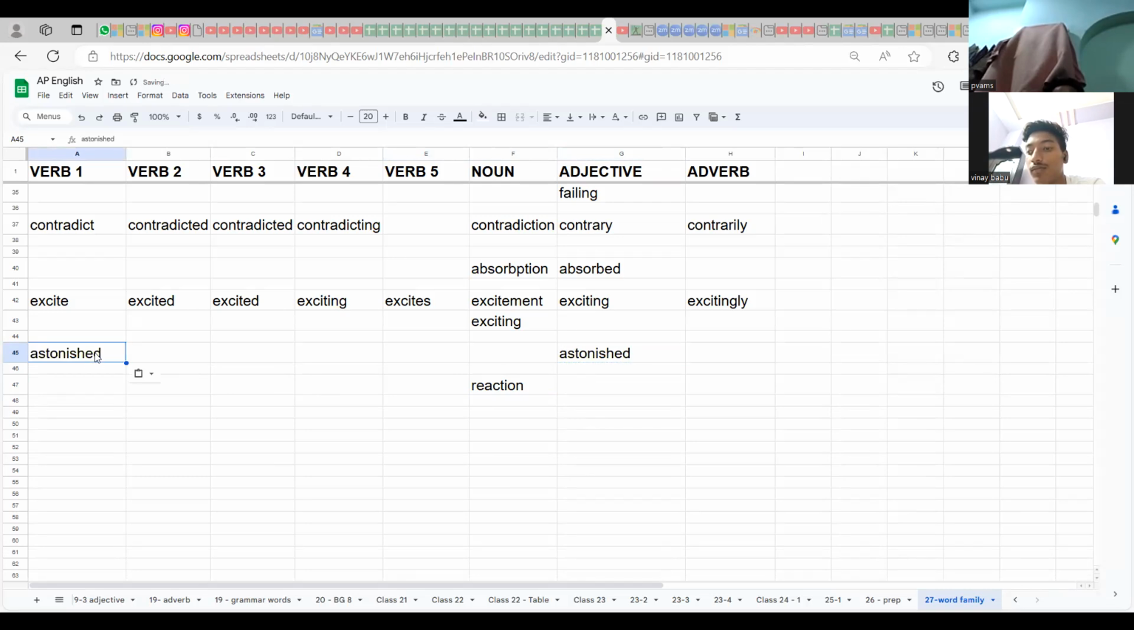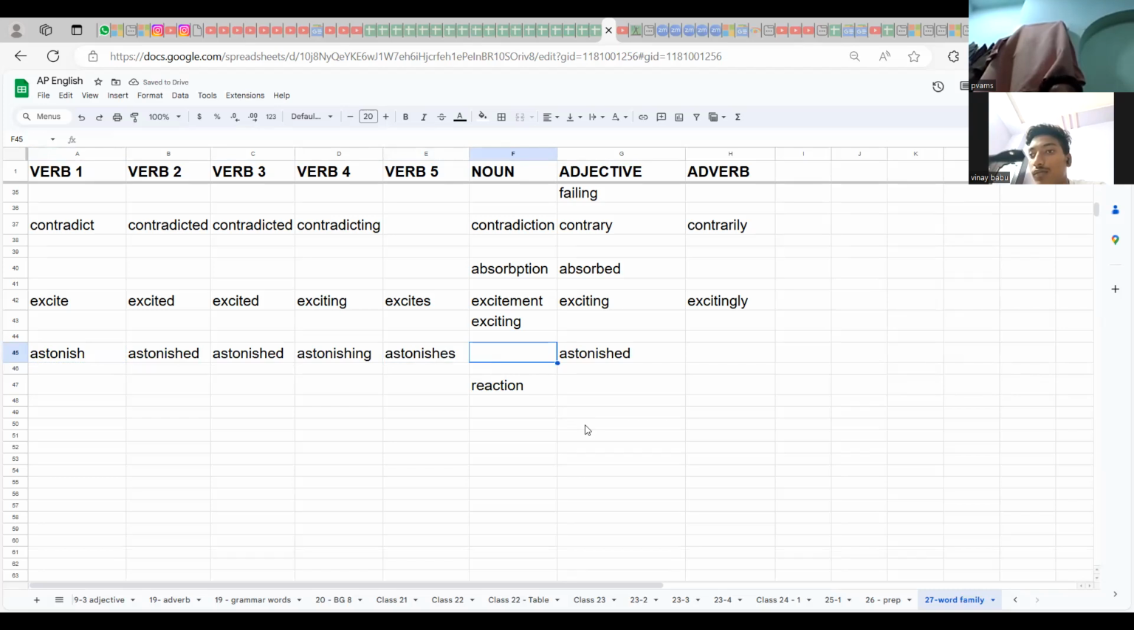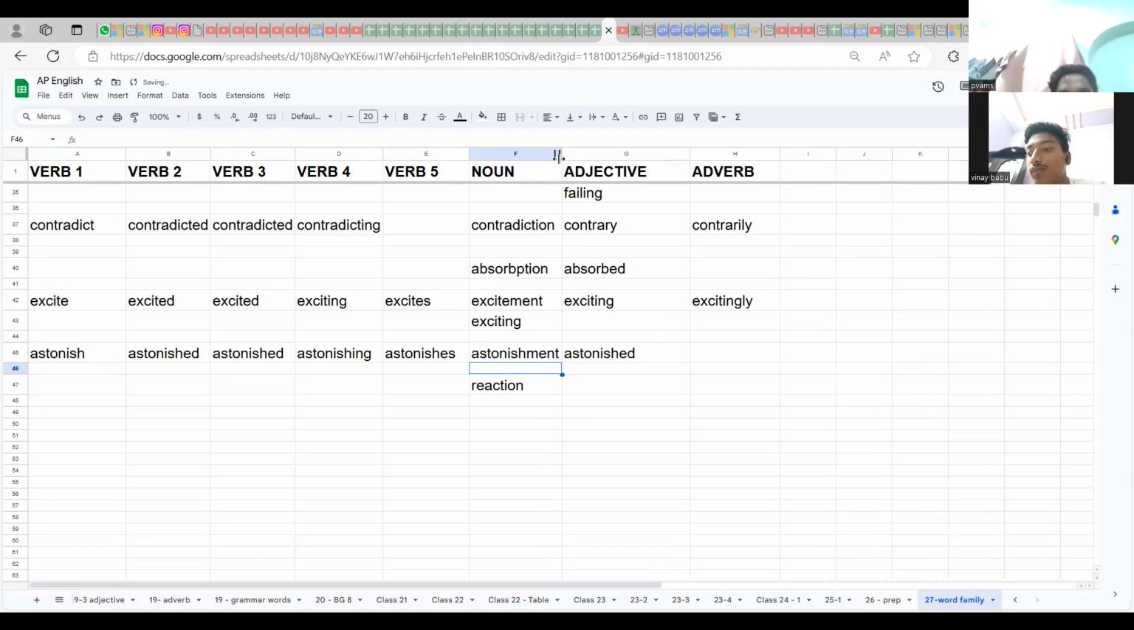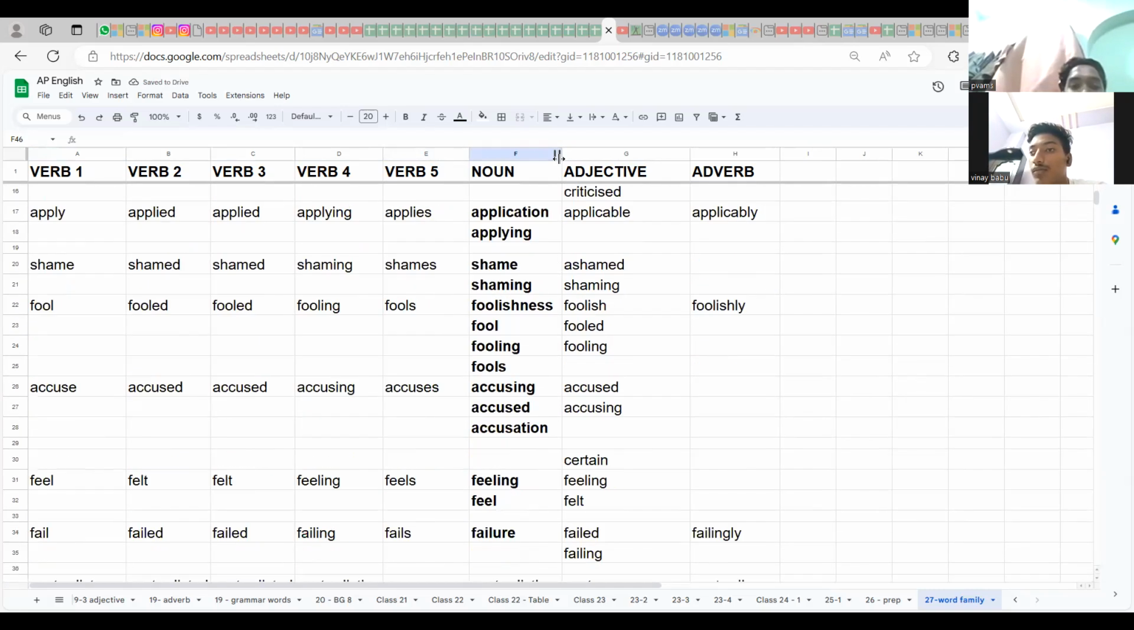Look at this. Astonished. Astonishes. Now tell me, what would be the noun? Noun is different. But you can get an idea from the screen, noun column. Astonishment. Very good. Astonishment. That's a noun. This noun only, you'll be using this column. Again, this column is a very special column.